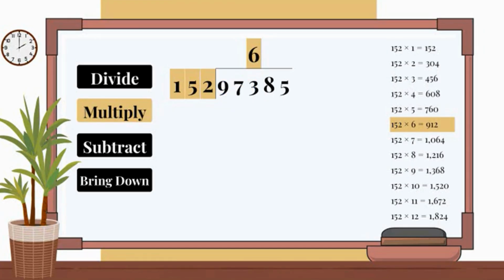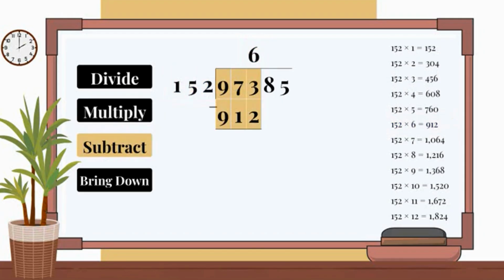The next step is to multiply. We will multiply our divisor by the digit we placed on the quotient line. 152 times 6 equals 912. The answer goes below the dividend, lined up under the digits we first divided. The next step is to subtract the answer we placed below the dividend line from the digits in the dividend that it's lined up with.